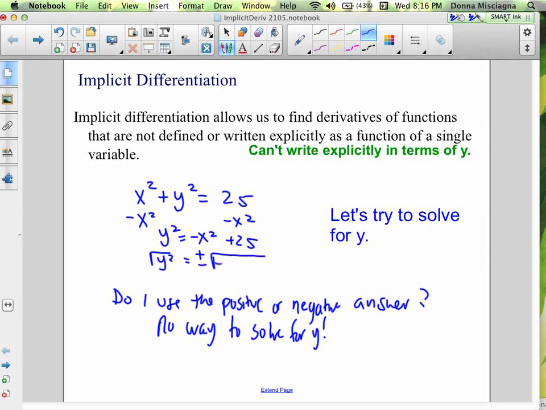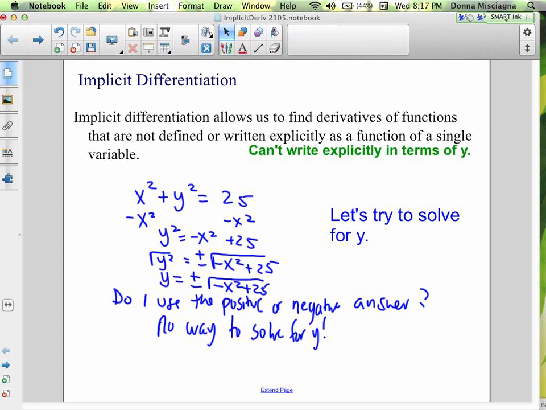So when you're solving a quadratic, for instance, by taking a square root, you have to take the positive and negative square root. So here we also have to take the positive and negative square root. And so that gives us y equals plus or minus the square root of negative x squared plus 25. We've got two solutions, a positive and a negative. Do I use the positive or the negative answer? There's no way to solve for y.